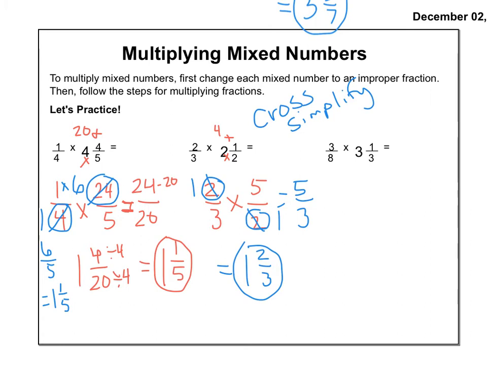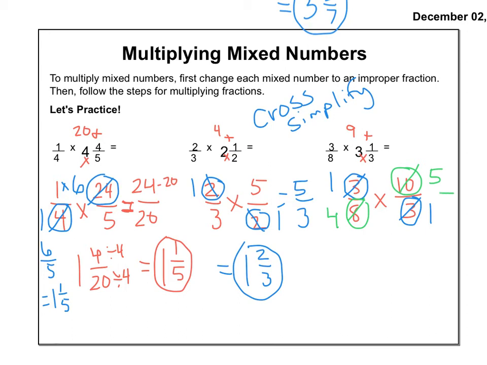In our last example, we have 3/8 times 3 1/3. So we're going to leave 3/8 the way it is, and we're going to change 3 1/3 to an improper fraction. So 3 times 3 is 9, plus the 1 makes 10, so 10/3. And if we look at this one, to try to cross simplify, we have 3 in the numerator and 3 in the denominator. 3 goes into 3 once, 3 goes into 3 once. If we look at the other side, we have 10 and 8. 2 goes into both of those. 2 goes into 8 4 times, and 2 goes into 10 5 times. So we were able to simplify both sides.